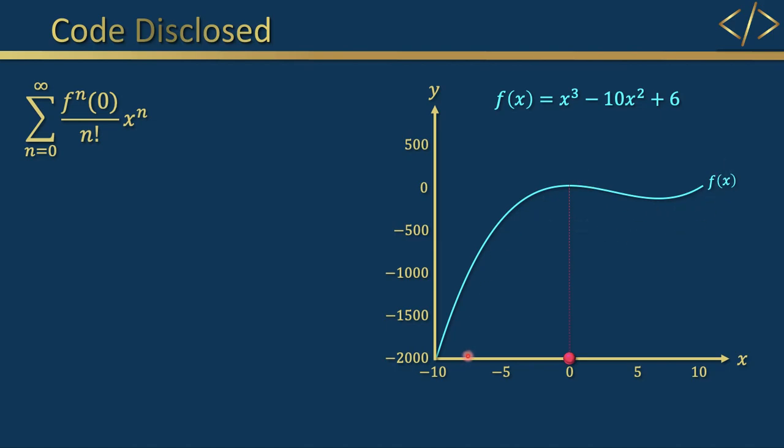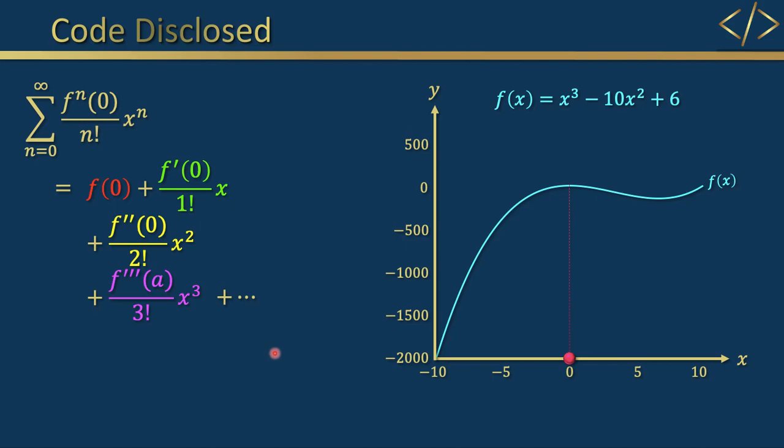We used this function in the previous video, but we'll use it now to find an approximation using Maclaurin series. This is the Maclaurin series here, and this is the function x cubed minus 10x squared plus 6, and we want to find an approximation for this function at 0. All right, let's write the terms of Maclaurin series. This is the first term, where we evaluate f at 0, and then the second term, third term, fourth term, and so on to infinity. Now, realistically speaking, we can't go to infinity.